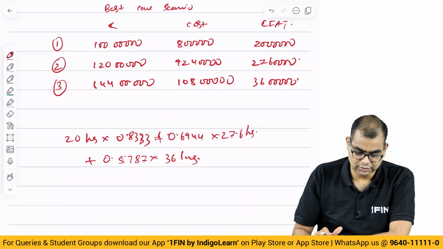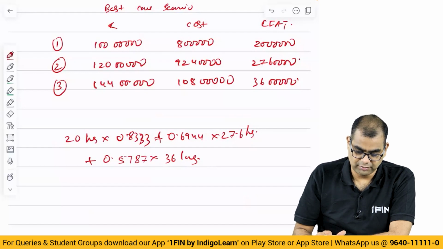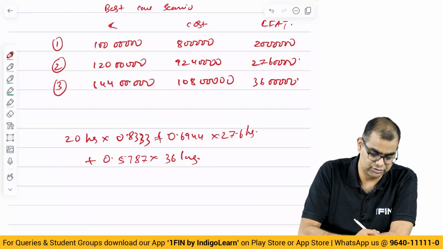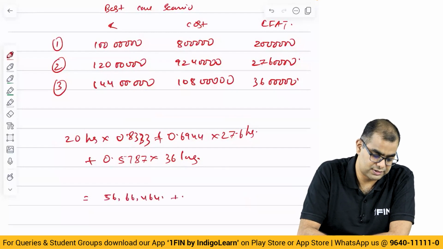0.6944 into 27 lakhs 60,000 is equal to M plus. 0.5787 into 36 lakhs is equal to M plus. You do memory recall, you get 56 lakhs 66,464.